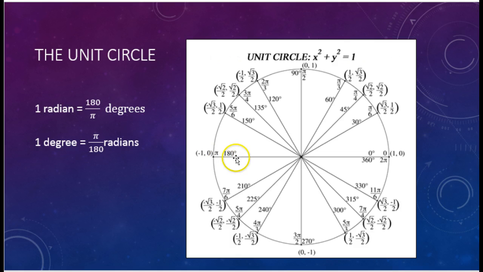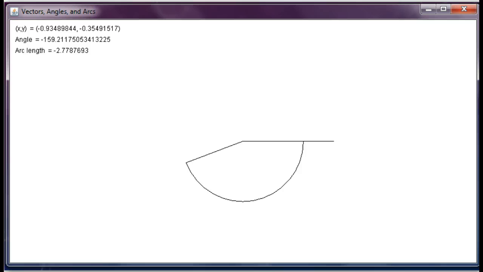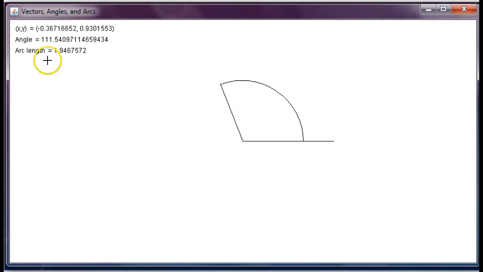So if pi radians is 180 degrees, we divide both sides by pi and get 1 radian is 180 over pi degrees. Or dividing both sides by 180, we get 1 degree equals pi over 180 radians. So we have a nice correspondence between that arc length and our angle. We kind of saw that before too: when the arc length is pi, then the angle is 180, and so on.